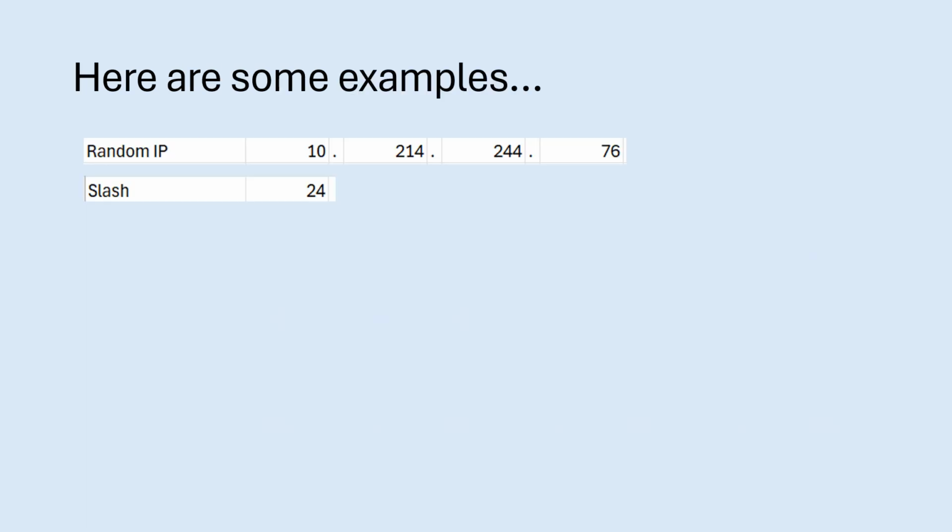Right, here is an example. I've picked a random IP address 10.214.244.76 with the slash notation of /24. Now we know from what's gone before that a /24 network means that the first three octets are the network, and the last octet is the host part. So your subnet mask will be 255.255.255.0. Simple.